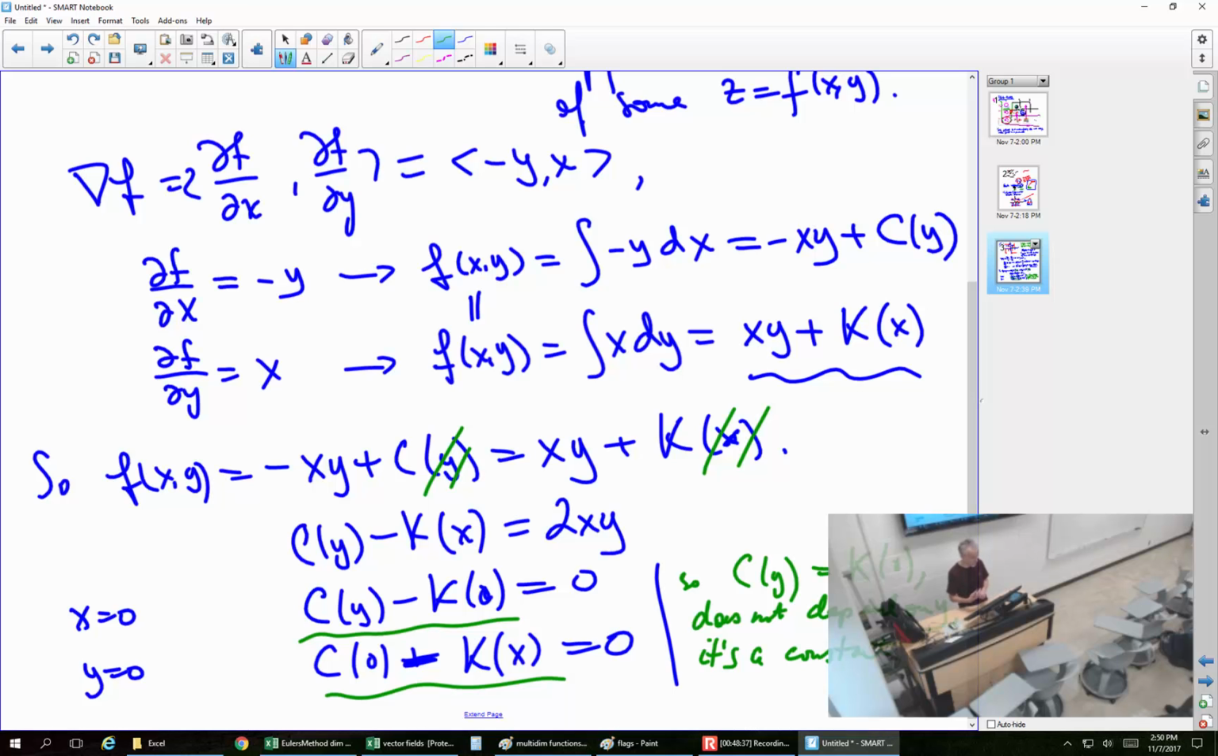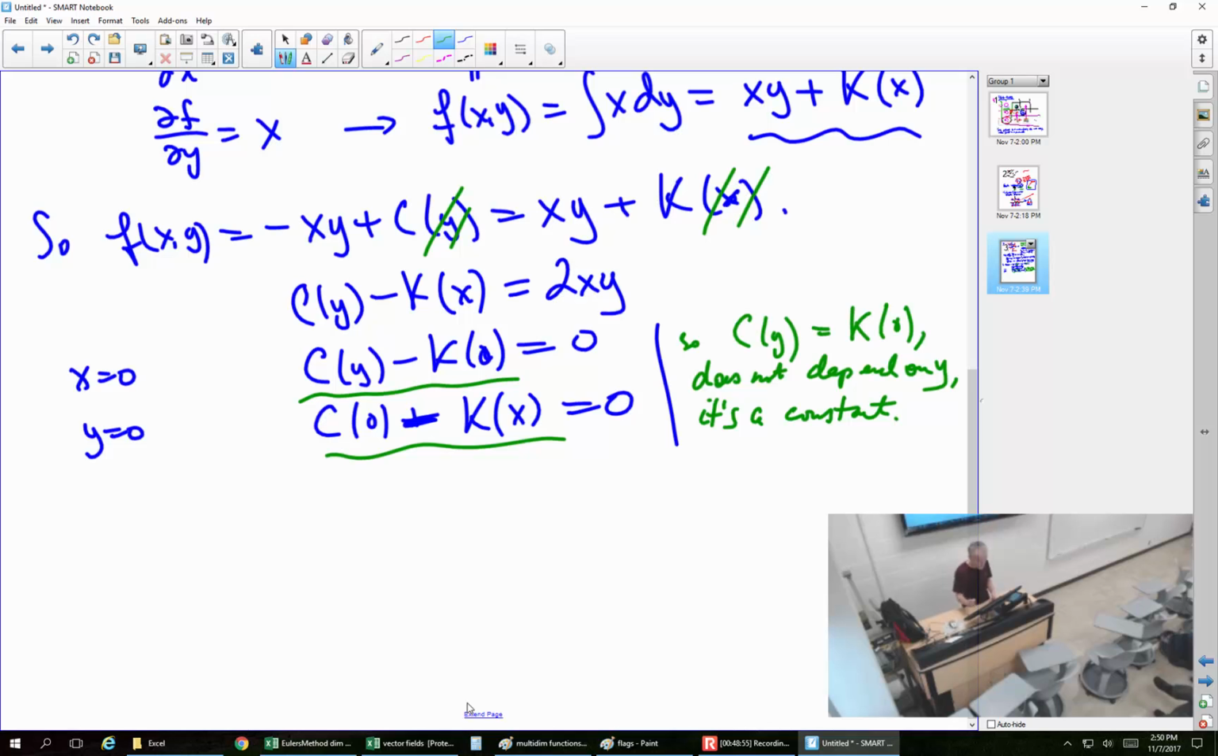Maybe they might be, but actually the bigger problem is that over here, if this does not depend on y and this does not depend on x, then the left-hand side does not depend on x and y, while the right-hand side does depend on x and y. So, what's the punchline? Okay, we'll do the punchline next time.